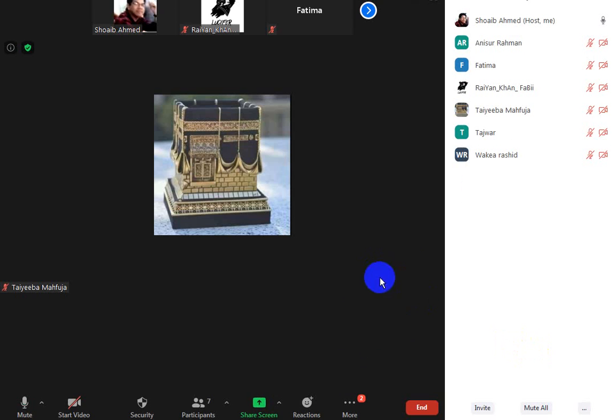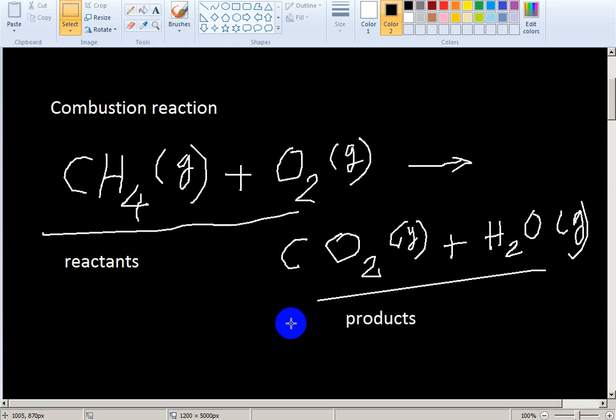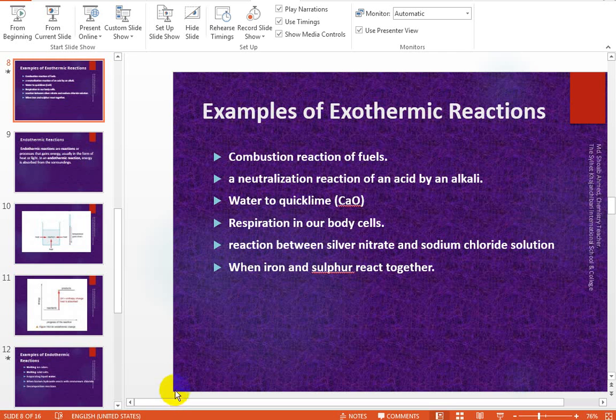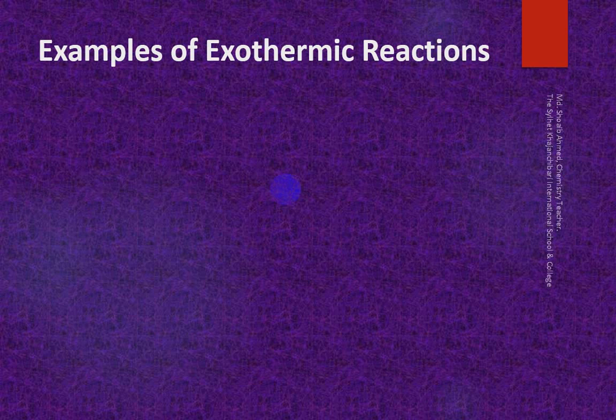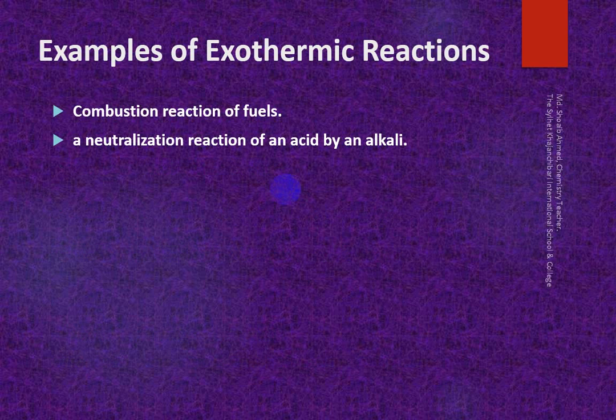Okay, so reactant energy is more than product energy. For these reasons, energy is released to the surrounding. An example of an exothermic reaction is the combustion reaction. Second is the neutralization reaction. When acid reacts with alkali, the neutralization reaction is an exothermic reaction.